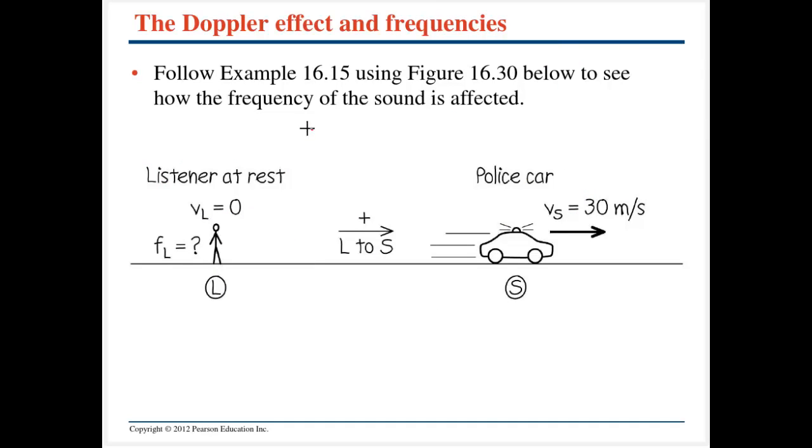Example 16.15 just gives you a little bit of practice figuring out what the frequency of a listener should be. Again, it's going to be the speed of sound plus the velocity of the listener, over the speed of sound plus the velocity of the source, and always defining positive to be from the listener to the source. Here we have the listener being at rest, so that is going to be 0. Can't forget my frequency of the source here. And now it's simply a matter of plugging in 343 and the speed of the source.